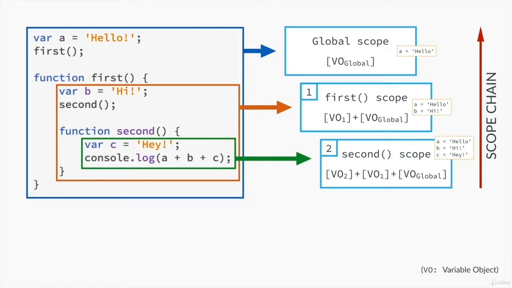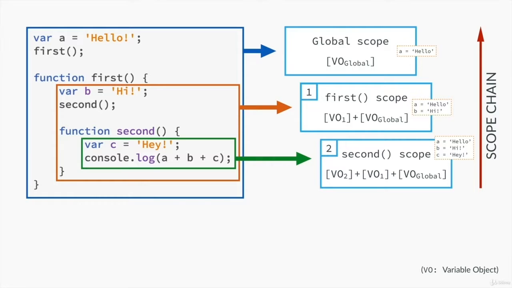Only if the JavaScript engine does not find the variable anywhere, it throws an error and stops execution. Now, it's very important to note that this does not work backwards. For example, the global scope will never ever have access to the variables b or c, unless we return the values from the functions. So locally scoped variables are not visible to their parent scopes. And this is why I put that red arrow pointing upwards, because that's the only direction the scope chain works.